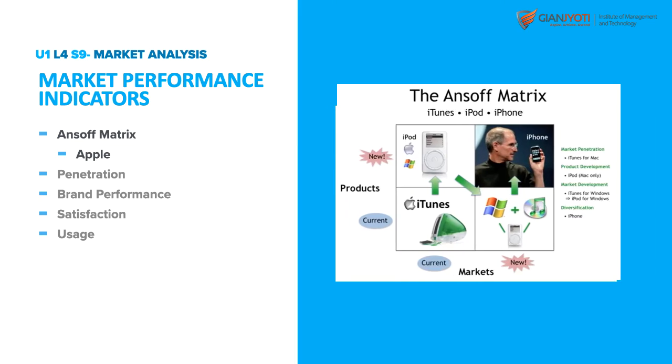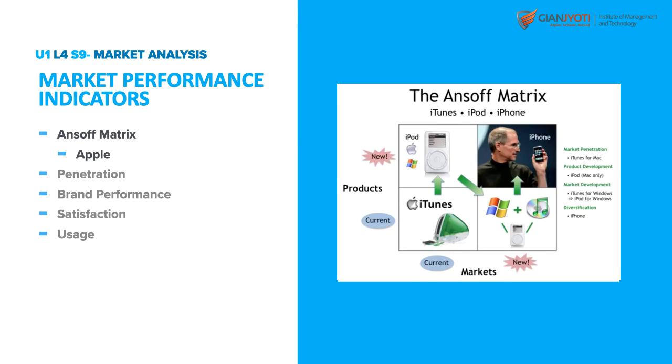Now let me give you one example of the Ansoff matrix of Apple. If you look at this, Apple started with iTunes. They started with iTunes for Mac, and it was iTunes only for Mac. Then they moved to the next stage, which is product development. So they introduced the iPod. Now this was a new product, but in the current market only, that is, in the Mac platform only. Then they moved on to the third, which we say is market development.